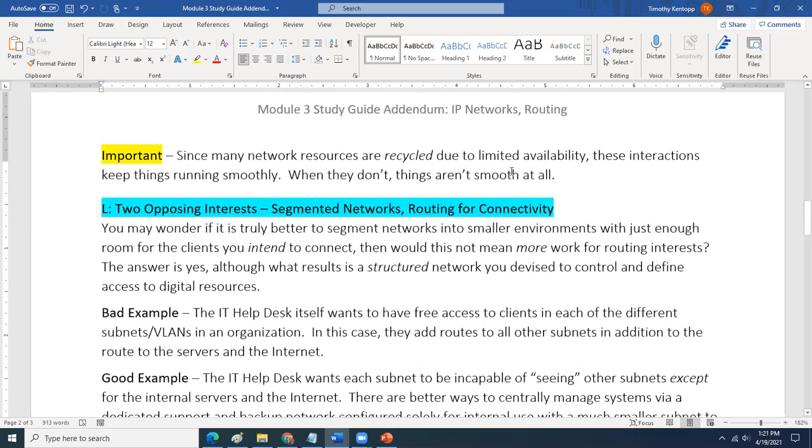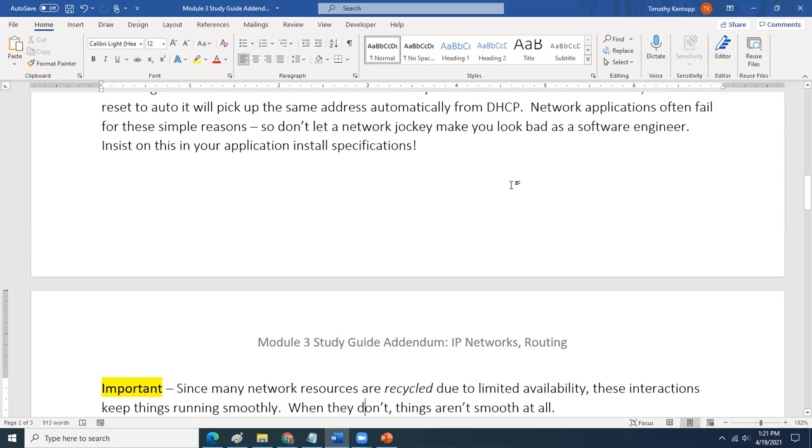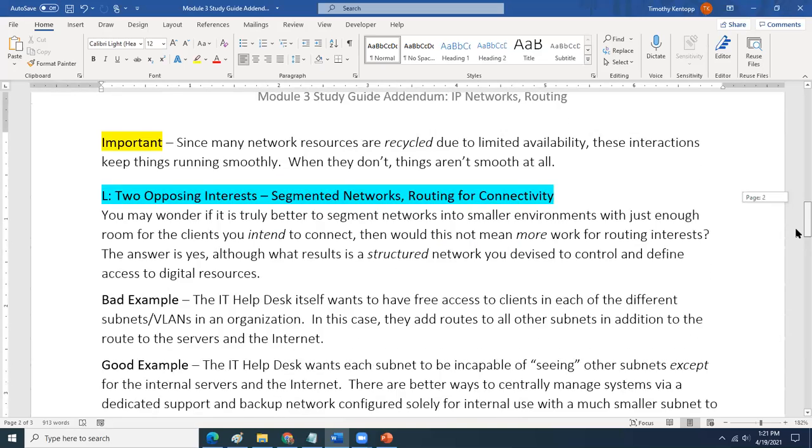Any questions about what we were finishing up on Friday? This is covered in your addendum. So this is in the addendum to the study guide.